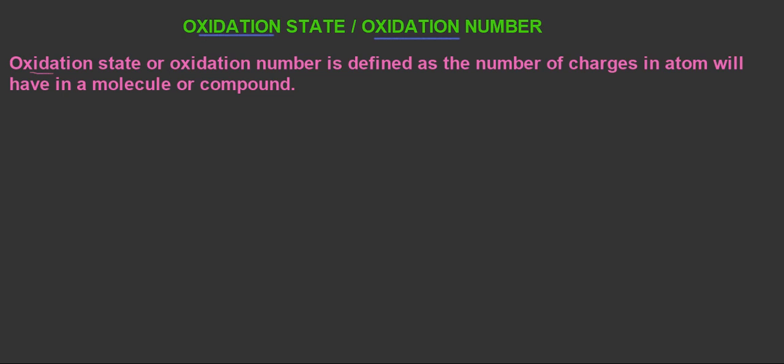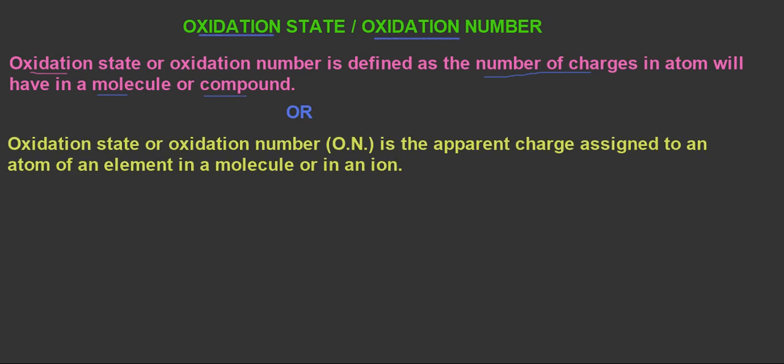Dear student, today we are going to discuss another topic of electrochemistry, that is oxidation state or oxidation number. Oxidation state or oxidation number is defined as the number of charges an atom will have in a molecule or in a compound. Or we can define it as the apparent charge assigned to an atom of an element in a molecule or an ion.